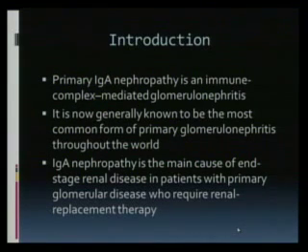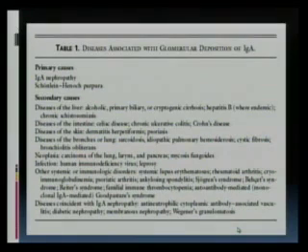And what the disorder is, primarily, is an immune complex mediated glomerulonephritis. It's generally more common around the world than in the US. In the US we don't see a lot of cases, but if you go around the world, especially in Asia and Japan and so forth, it's more prevalent there. And IgA is the main cause of ESRD in patients with primary glomerular disease who require renal replacement therapy.